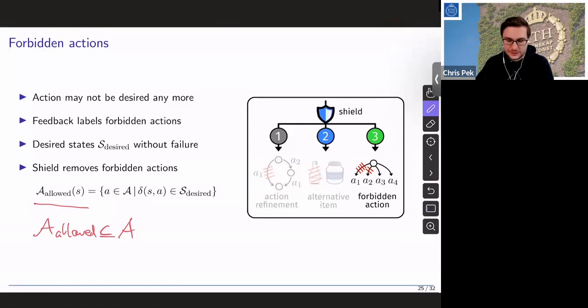So for instance, again with the carpet example, if going onto a carpet with the action is not desired, we don't execute that, but instead the agent has the choice to take other actions that, for instance, go around.